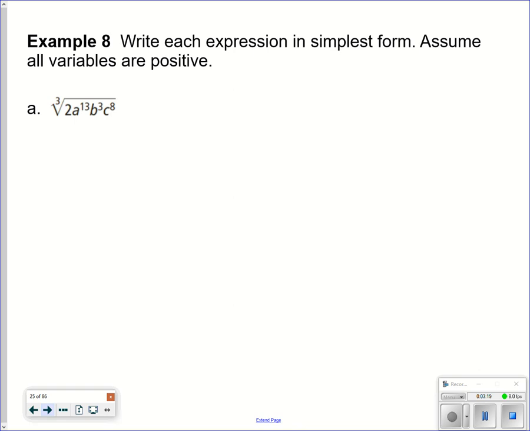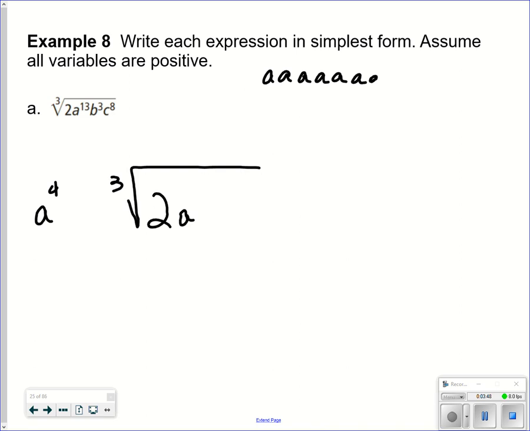So what happens then if things are not necessarily perfect? Remember, you're looking for 3 of a kind. Well, there's not enough number, so it's still just 2 inside. But a to the 13, if I drew out 13 a's, I could make 4 groups of a's, so they get to go out, but I'd have a single a left over. So let me draw that again. 1, 2, 3, 4, 5, 6, 7, 8, 9, 10, 11, 12, 13.